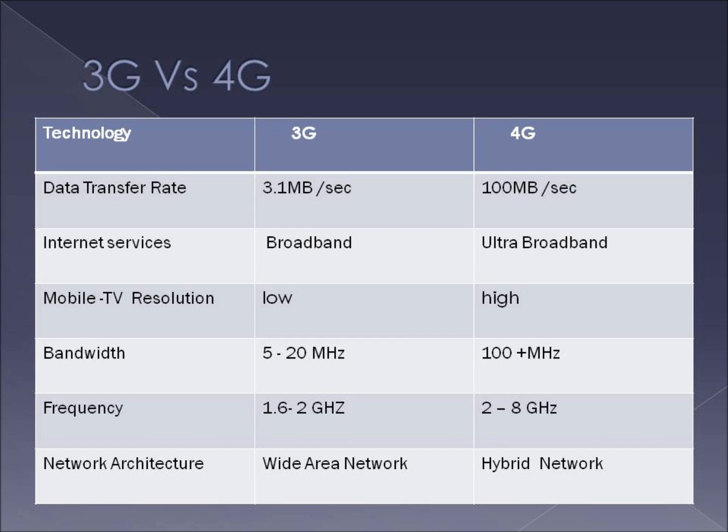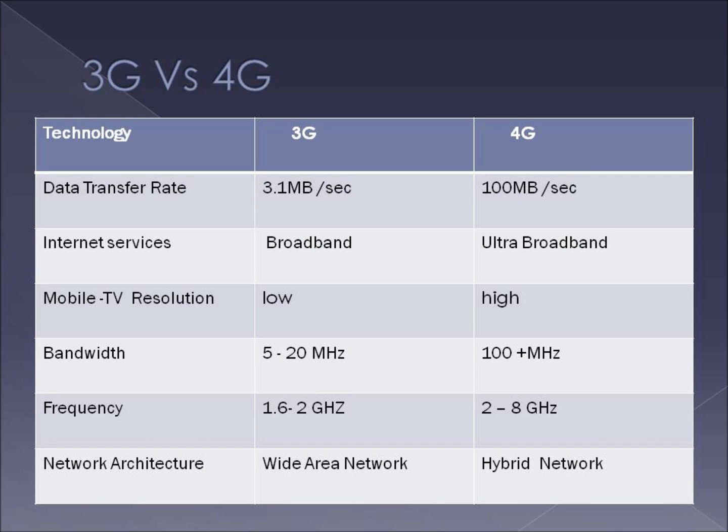If we compare 3G and 4G, we could have a better picture of what 4G has accomplished. We could begin with the data transfer rate. What we had was 3.1 megabits per second, and we can see 4G has about 100 megabits per second or greater. The other characteristics: internet service, mobile systems, bandwidth, frequency, everything improved with 4G.